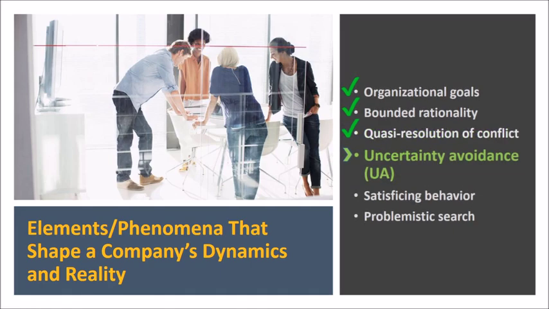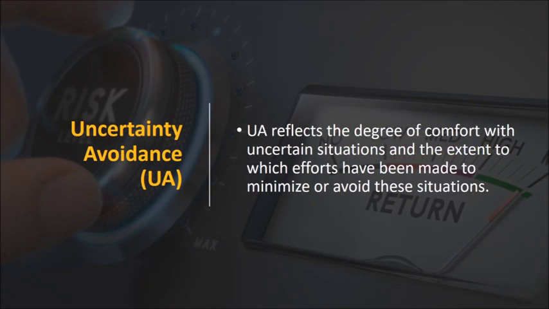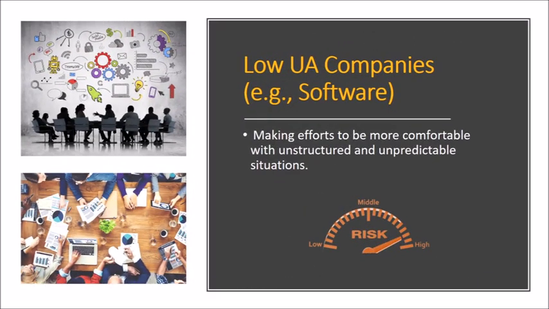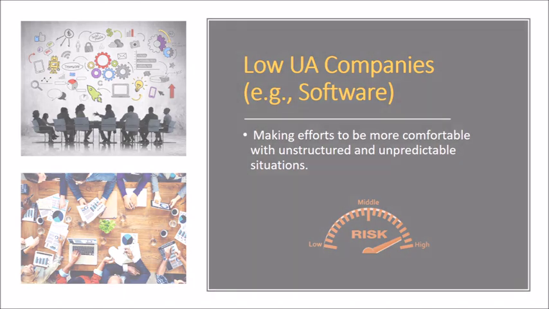Uncertainty avoidance, or UA. It reflects the degree of comfort with uncertain situations and the extent to which efforts have been made to minimize or avoid these situations. Managers in high UA cultures tend to depend extensively on systematic rules and regulations. Extensive efforts are made to plan for and even control the future. On the other hand, members of low UA companies are more comfortable with unstructured and unpredictable situations.